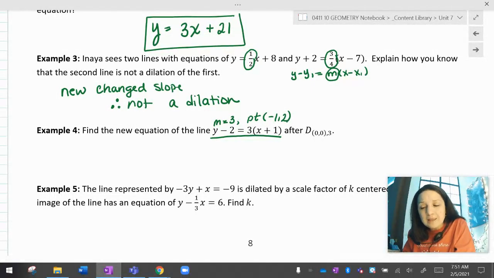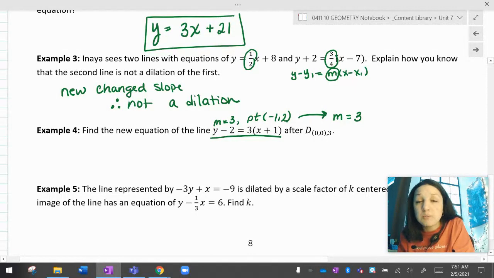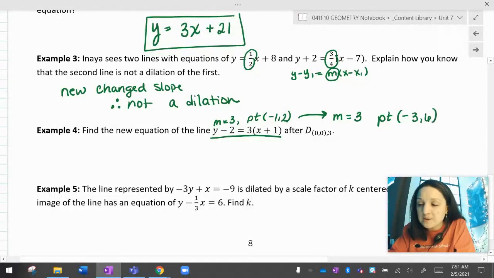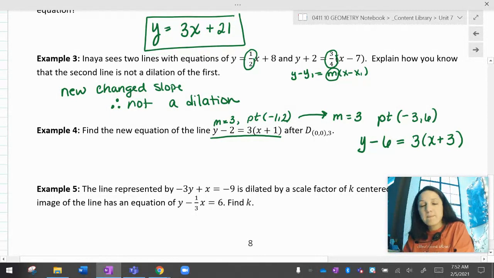If I dilate that by a scale factor of 3, my new slope isn't going to be new at all. It's just going to be 3. The slope stays the same. But my new point is going to be (-3, 6). So if I want to find the new equation of the line, y minus y1 equals m times (x minus x1). Negate the point, put it back.